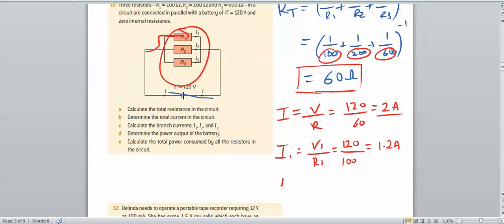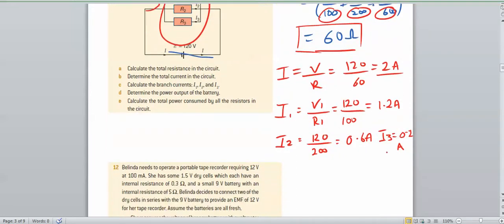If we were to work out I2, it's the same thing. It's equal to 120 over 200, which is equal to 12 divided by 2, the same as 6 divided by 10, which is equal to 0.6 amps. And we don't even have to work out I3, because we know that the total current must be 2. So I3 is going to be 0.2 amps.